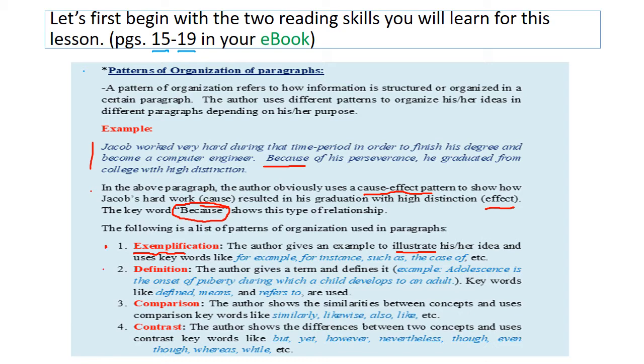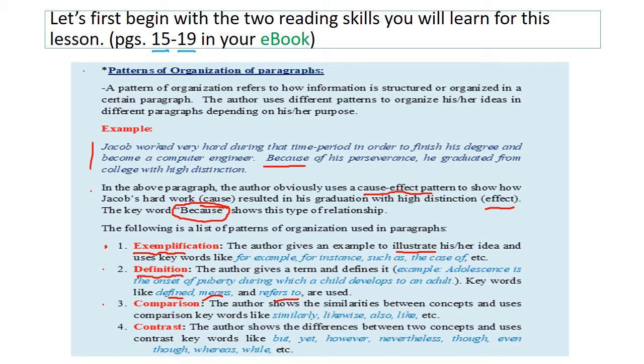Definition, it's obvious. The author gives a term and defines it. For example, in the paragraph, the author would say photosynthesis. Photosynthesis is the process by which plants make their own food using sunlight. What is the author doing here? Definition. Okay? And of course, the keywords would be defined, means, refers to. There are always keywords and you need to tell me about them in your answer.